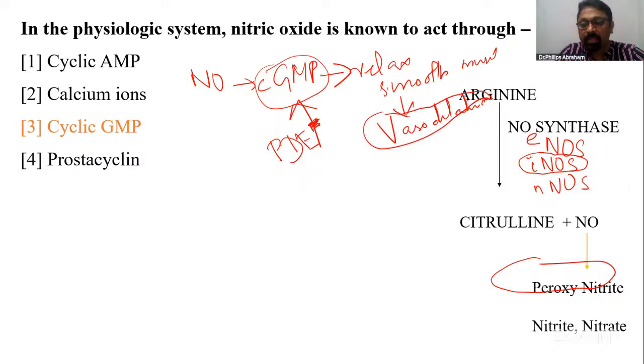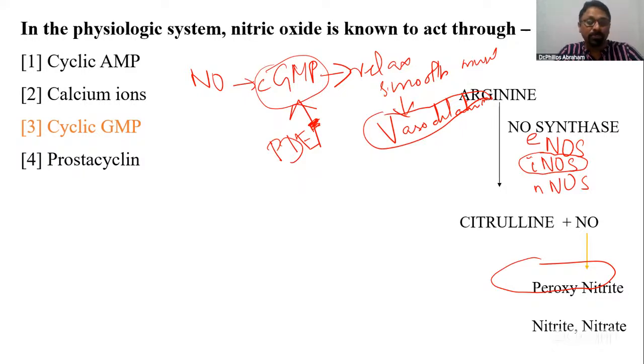It is produced from arginine using an enzyme nitric oxide synthase. We have 3 types of nitric oxide synthase: eNOS, iNOS, and nNOS. E for endothelial, so endothelial function. Endothelium is the innermost layer of our blood vessels. That function depends on how much nitric oxide can be produced. That way it helps with the vasodilatation and prevents platelet adhesion.